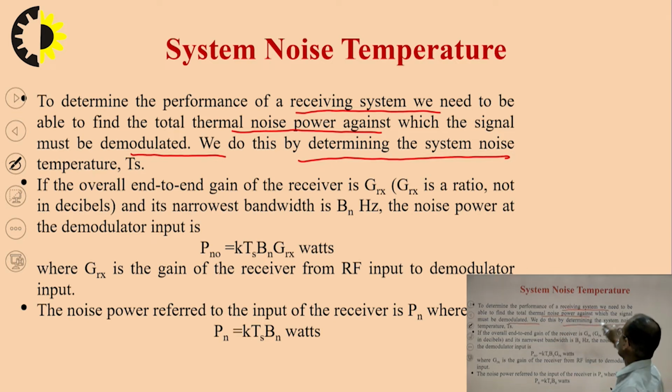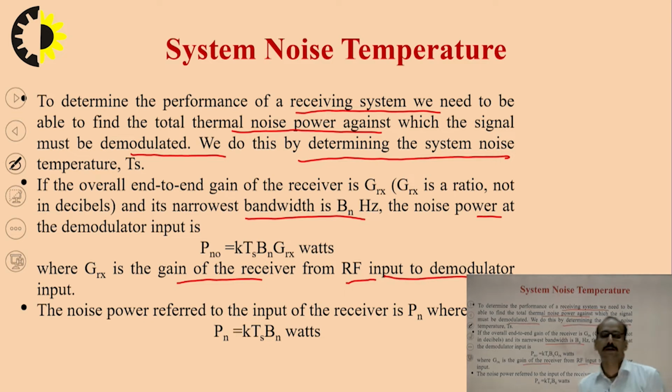We are going to describe the thermal noise temperature Ts of a system we are designing. If the overall end to end gain of the receiver is GRX, which is a ratio, not in decibels, and the narrowest bandwidth is Bn Hz, then the noise power at the demodulator input, at the receiver side, is Pno equal to k Ts Bn GRX, where GRX is the gain of the receiver from RF input to demodulator input.